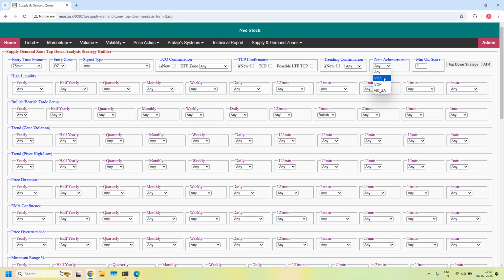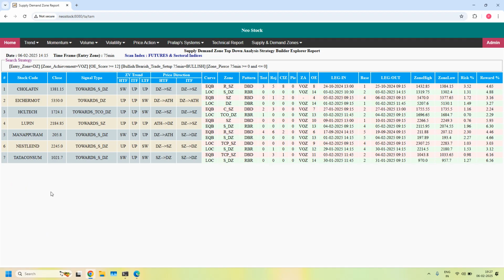And zone achievement, violated opposing zone, minimum odd enhancer score 12. And all the 3 filters, pierced zone, zone achievement, minimum odd enhancer score, are applied to the 75 minutes demand zone. Now we got 7 stocks. These 7 stocks are currently supporting bullish trade setup for weekly income trade, and entry time frames are 75 minutes demand zones. All these are 75 minutes demand zones because we selected entry zone as demand zone. And some of these demand zones are high liquidity zones. That way they have a high probability to succeed.